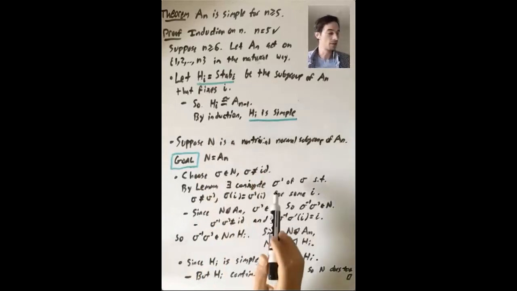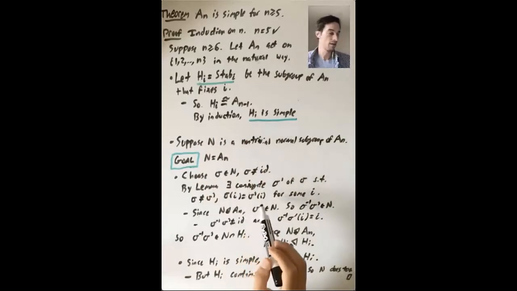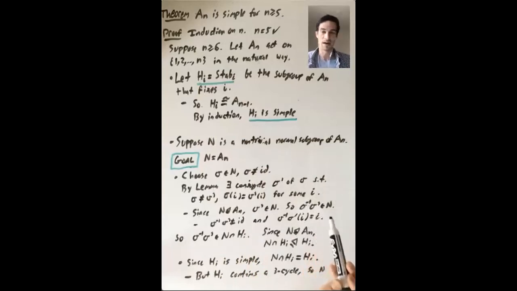By the lemma, there is some conjugate sigma prime of sigma so that they're not equal, but they send some i to the same place. So since N is a normal subgroup, it contains all the conjugates of sigma. So it contains sigma prime, which means it also contains sigma inverse times sigma prime. And this permutation is not the identity. Why? Well, because it's only the identity if sigma prime is equal to sigma, and we know that it's not. So this is some non-identity permutation in N, but it sends i to i. Why is that? Because sigma prime sends i somewhere, and sigma inverse sends it back.